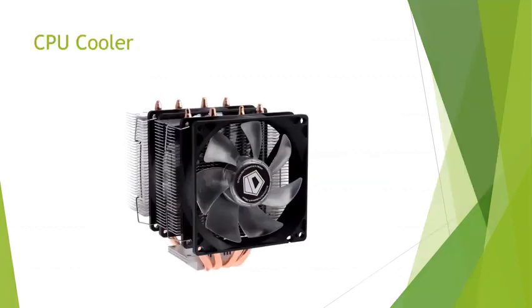So the CPU contains a lot of circuits in it, and all those circuits can produce a lot of heat, to the point where it can damage the CPU. So to prevent this, we're going to be talking about the CPU cooler, which is a part that helps us cool down the CPU so it doesn't overheat.